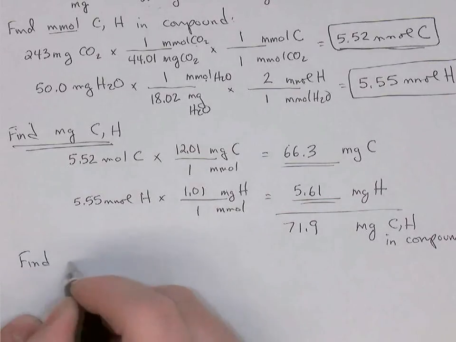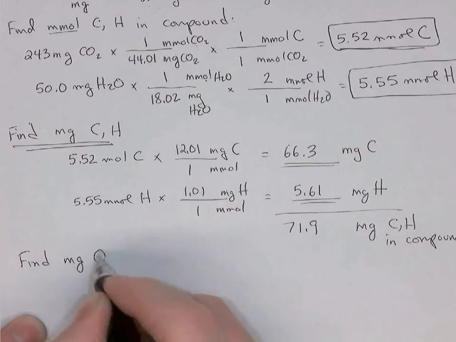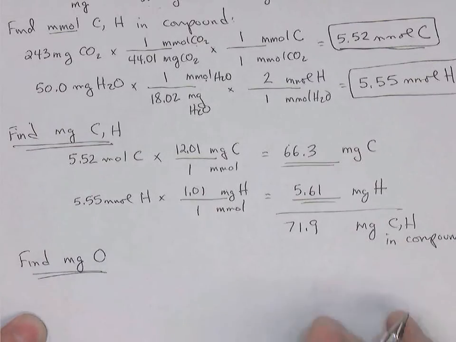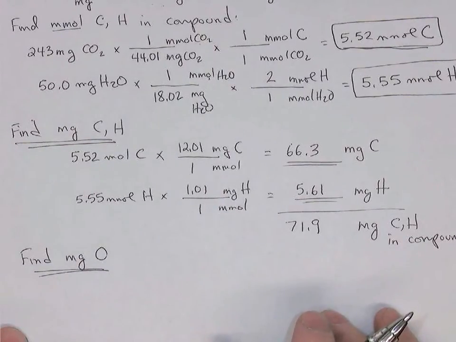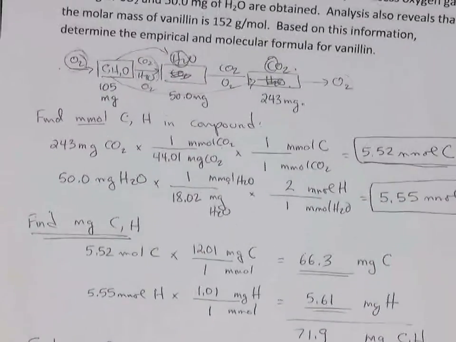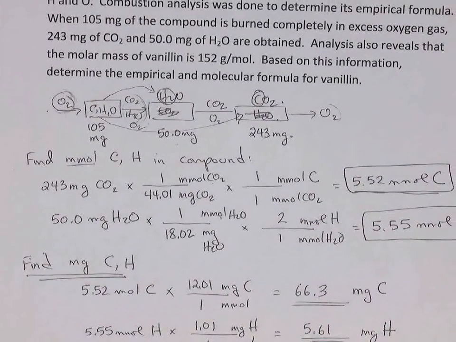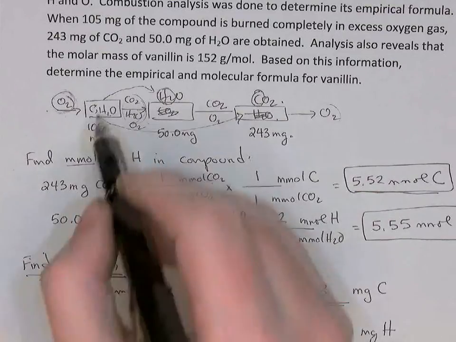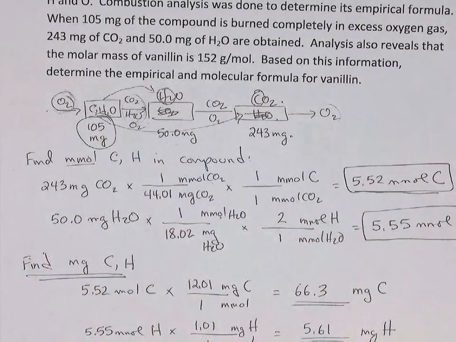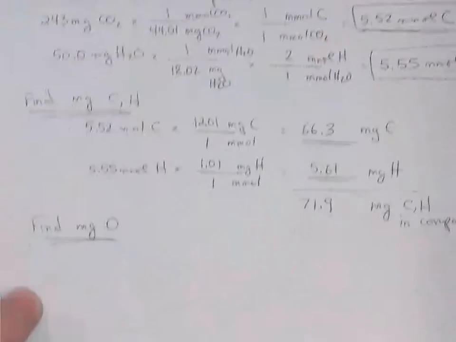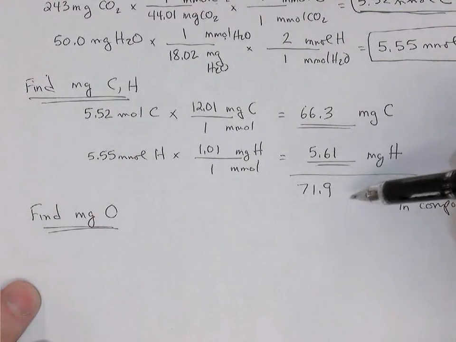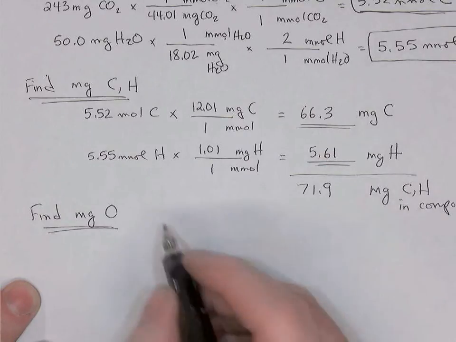If you said I'm going to find the milligrams of oxygen in the compound, you've got it. Because remember, we were told in the original question that the compound had a mass of 105 milligrams. We burned a 105 milligram sample of the vanillin. And we know that there was 71.9 milligrams of carbon and hydrogen in that compound. And there's only one other element, oxygen. So can you see what we're about to do?